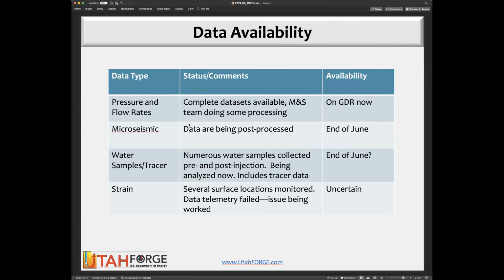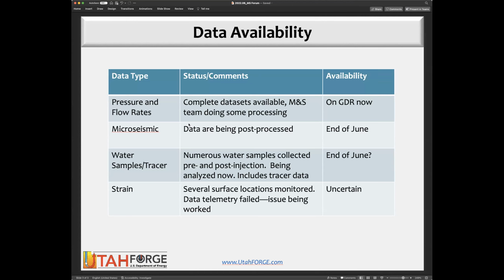I wasn't aware of that. But the water samples, I believe, Stewart is on. We're hoping that maybe by the end of June, we'll have some water sample data. Water was collected pre and post injection. It's being analyzed right now. As soon as we get all this together, we'll make sure we send a note out to everyone.